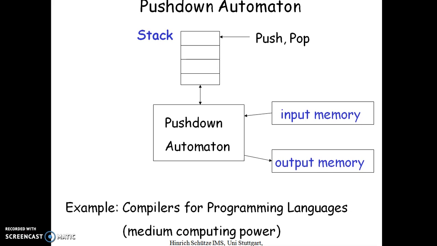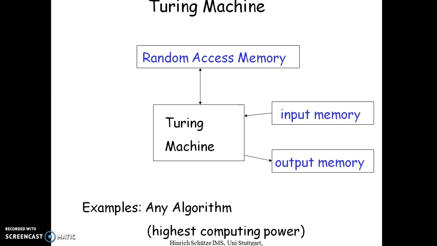And if you take push-down automata, the memory will be in the form of a stack. An example is compilers for any programming language. And for the Turing machine, random access memory will be the memory. It has the highest computing power for any algorithm, and whatever real-time computers can do, the Turing machine can also do.